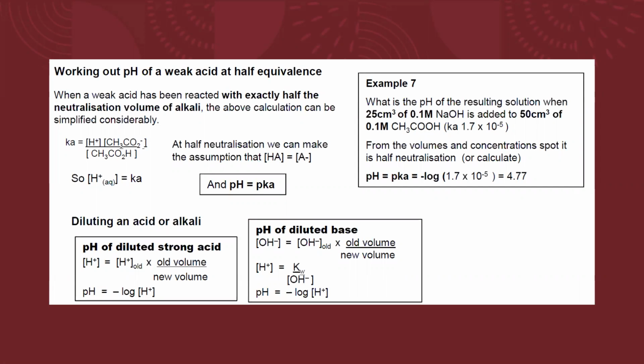Then, working out the pH of a weak acid at half equivalence point. What's the meaning of the half equivalence point? It is basically when half of the acid has neutralized the alkali, we call that the half equivalence point. And what is the meaning of half equivalence point?